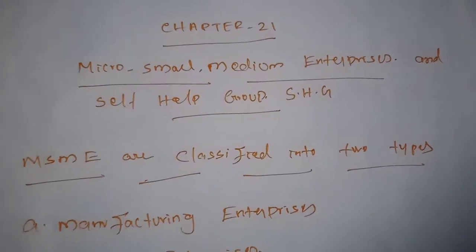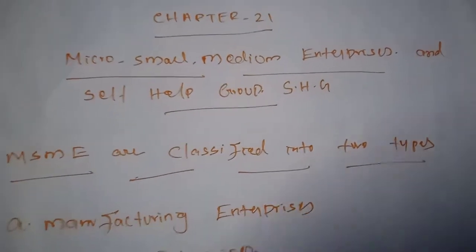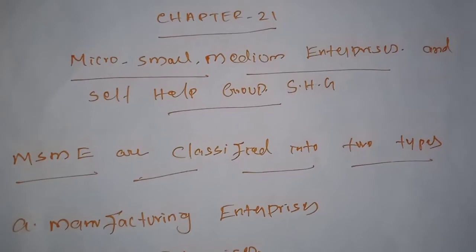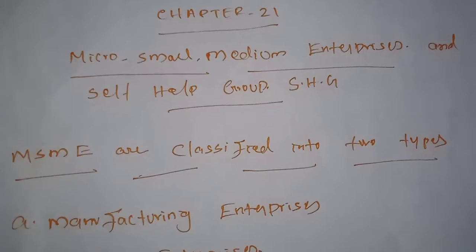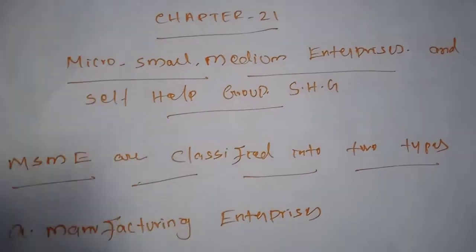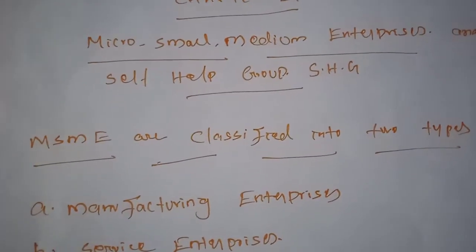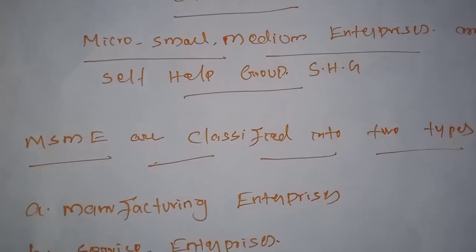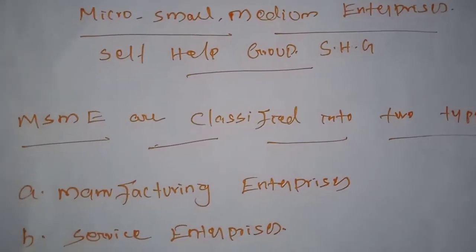Chapter 21, the micro, small and medium enterprises and the self-help group. We have already studied the micro, small and medium scale enterprises in our previous lessons. Here, the enterprises and the entrepreneurship, because if you are considering the three types of enterprises, good entrepreneurship is very important. Entrepreneurship is the key for the economic development of any country by empowering the entrepreneurs.